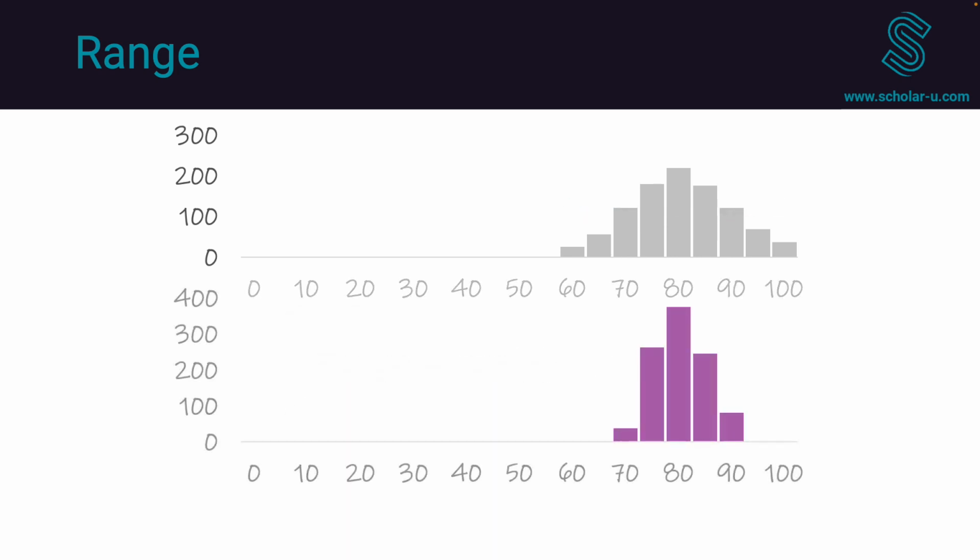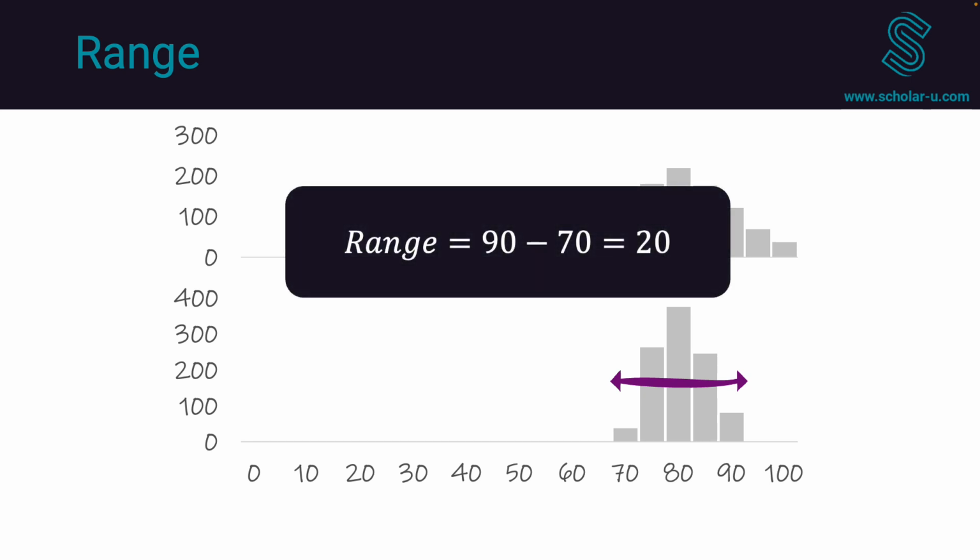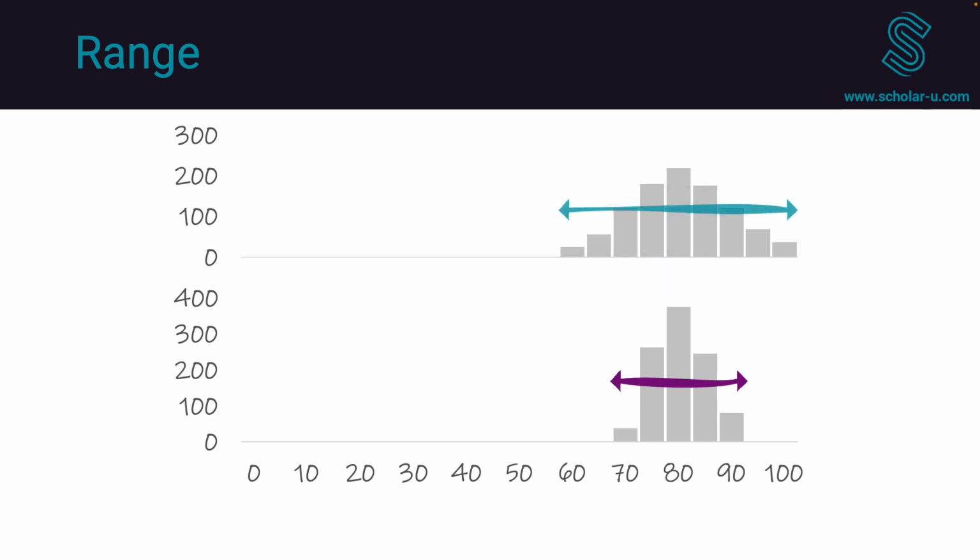In comparison, we can observe the histogram from the second school. This school also has an average score of 80. However, the scores are more concentrated, ranging from 70 to 90, and displaying a range of 20. Next, we will analyze how to quantify the dispersion of the scores around the mean beyond the range.